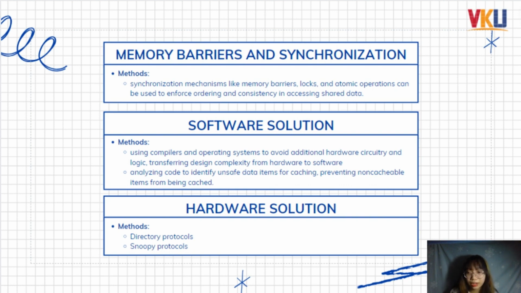These mechanisms analyze the code to identify data items safe for caching, preventing a non-cacheable item from being cached. The last solution is the hardware solution. Hardware-based cache coherence protocols improve performance and reduce the software development burden by dynamically recognizing potential inconsistencies at runtime, and are categorized into directory and snooping protocols.